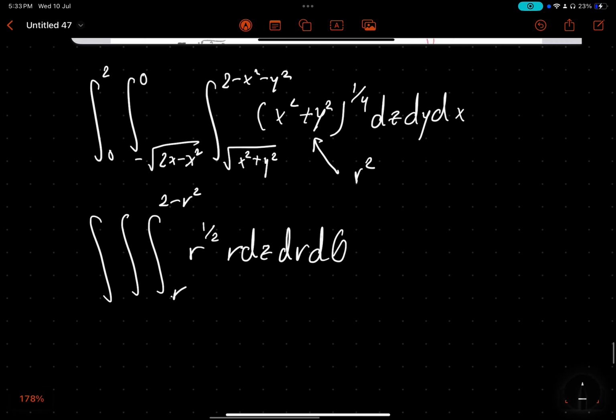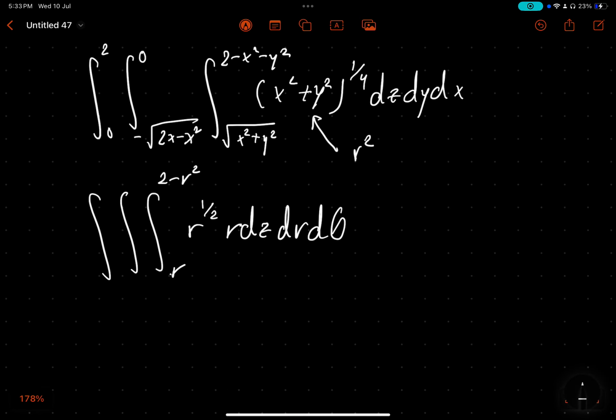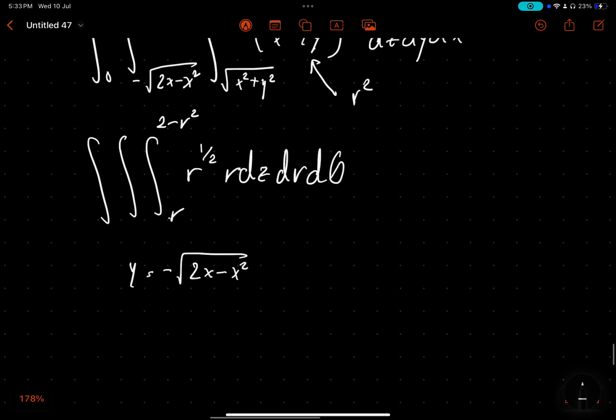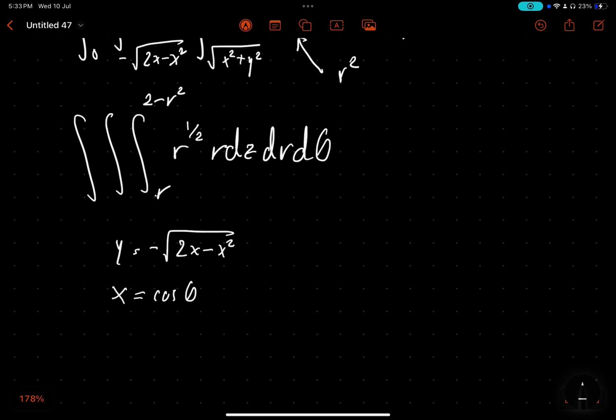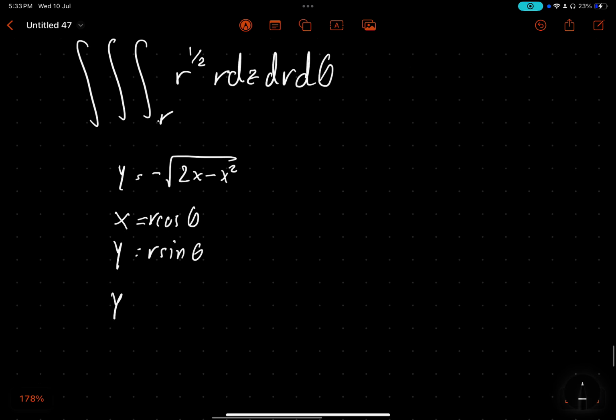Now here we do have y equals minus square root of 2x minus x squared. How do we go about this? We know that x equals r cosine theta, and y equals r sine theta. So y squared equals, if we square both sides, y squared.